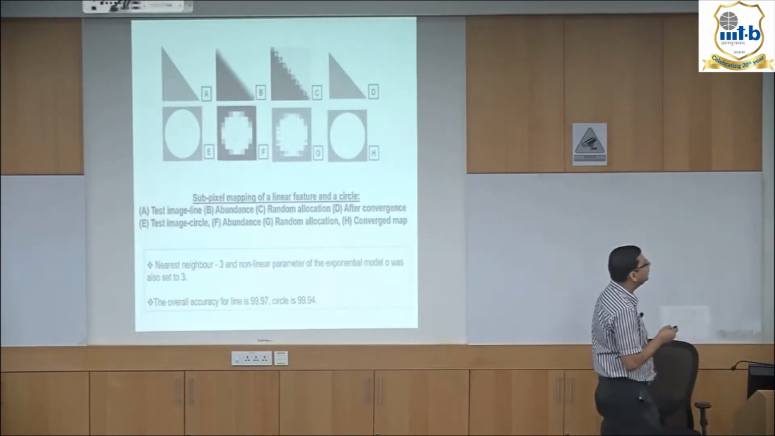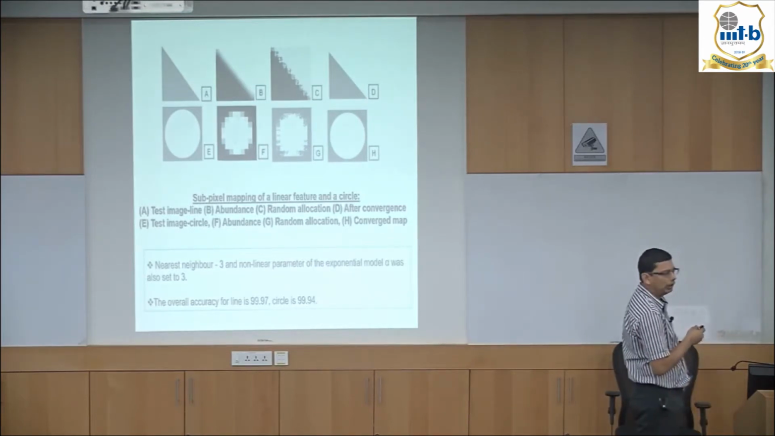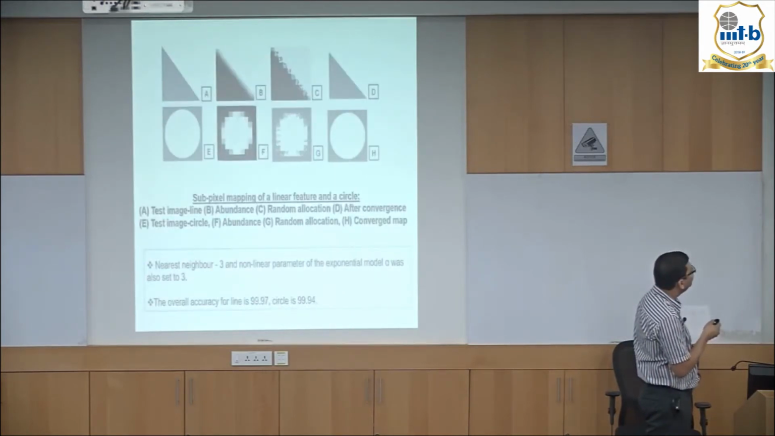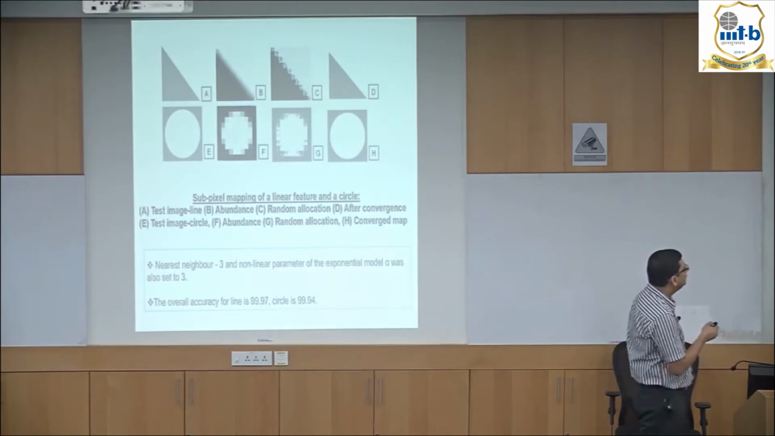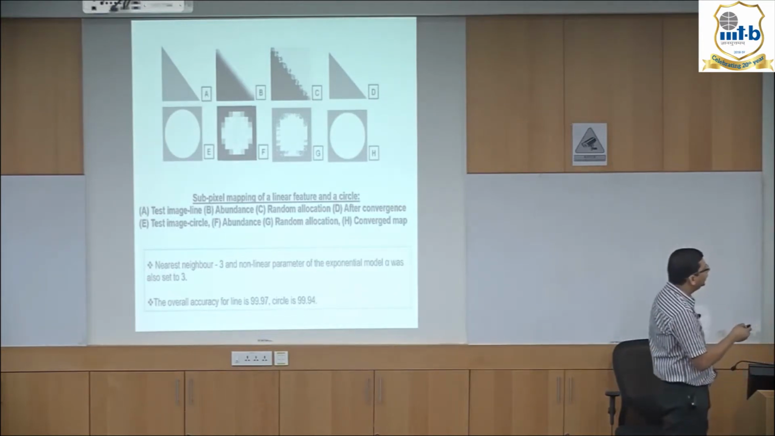So this was tested on a simulated data set. We artificially created a triangle and a circle. We blurred the edge of the triangle to make mixed pixels. We then applied the algorithm, and you can see instances of pixel swapping happening. We got it the same way as it was originally. The same thing was tried on a circle. We artificially blurred the image, again ran the algorithm, and we could get the perfect circle.